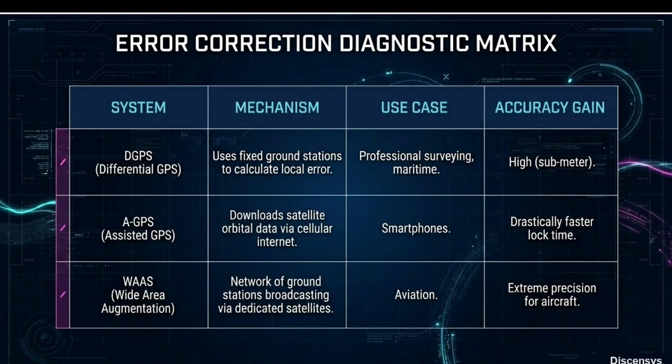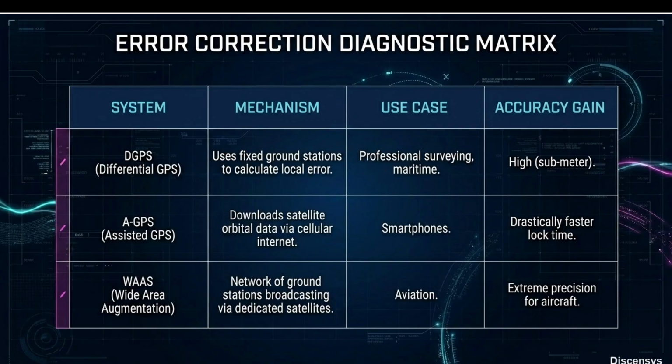Error correction diagnostic matrix. These are the different types of GPS systems. Here we can see three different types of systems: DGPS, which is differential GPS, AGPS, which is assisted GPS, and WAAS, which is the wide area augmentation system. So let's see what mechanism they follow. DGPS uses fixed ground stations to calculate local error. The ground stations are stationary stations where the local error will be calculated. That's the main mechanism behind differential GPS.